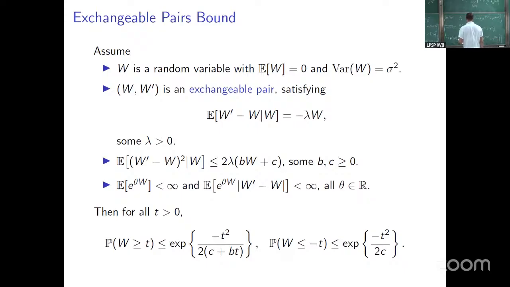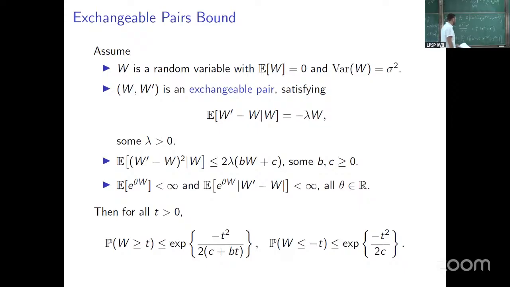Sorry, I missed a theta here. This should be theta W prime, and this should be theta W. So there should be an absolute value of theta here. The argument here is this is x. Just put that there. Sorry about that.